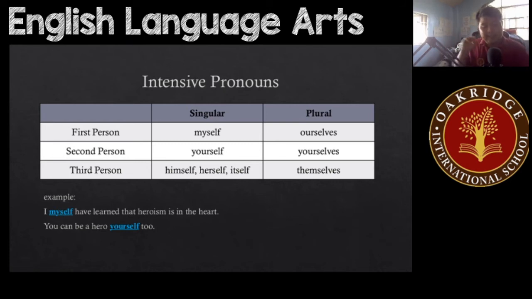So intensive pronouns are basically there to give emphasis to the noun before them. They could be placed right after the noun that they give emphasis to, or they could be placed at the end of the sentence, just like the second example.